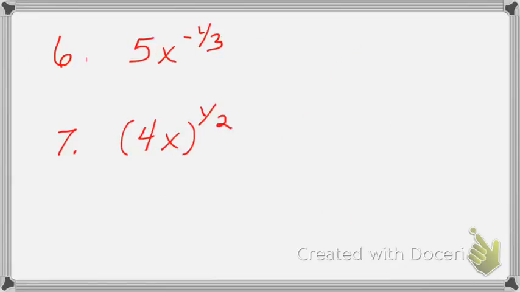Alright, number 6. Okay, the 5 is going to stay where it is. Alright, on the power here for x, I have a negative power and I have a fraction. The negative means I'm going to put it on the bottom. The fraction means it's a root. So it's going to be a cube root of x to the first, since that's a 1, and it's on the bottom because of the negative power.